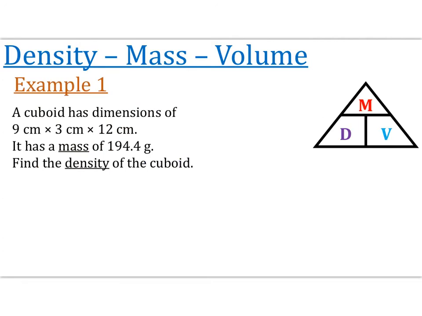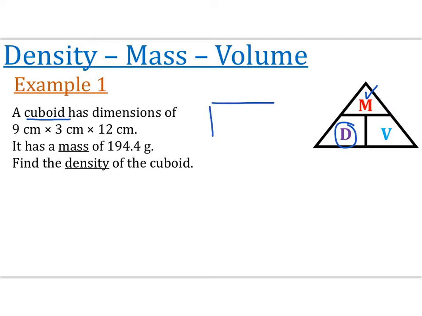Example 1. A cuboid has dimensions of 9 centimeters by 3 centimeters by 12 centimeters. It has a mass of 194.4 grams. Find the density of the cuboid. Okay, so we want to find the density. We know the mass. Bit confused. We don't know the volume, do we? Ooh, it's a cuboid. Okay, do you know what a cuboid looks like?